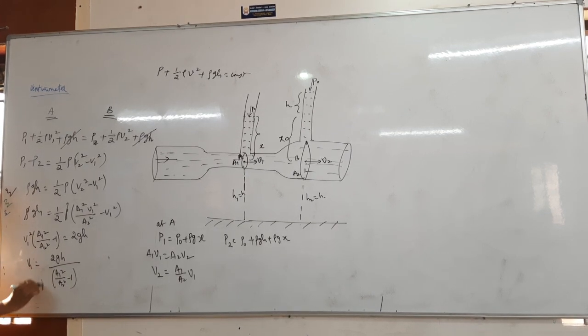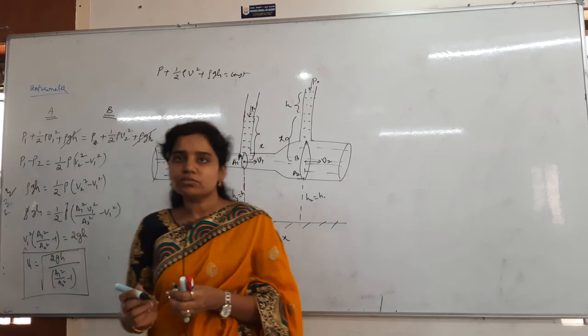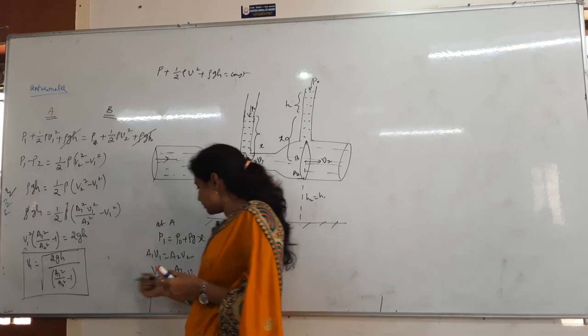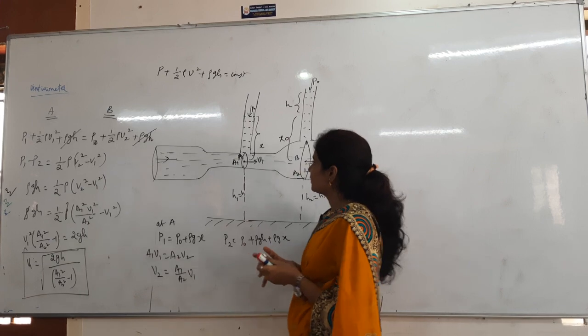Then V1 is equal to the square root of 2gh divided by the square root of (A1 squared by A2 squared minus 1). Clear? That is the velocity of the fluid at point A. If you want to find it at point B, what do you have to do? You substitute this value in this equation, then you will get V2, that's it.